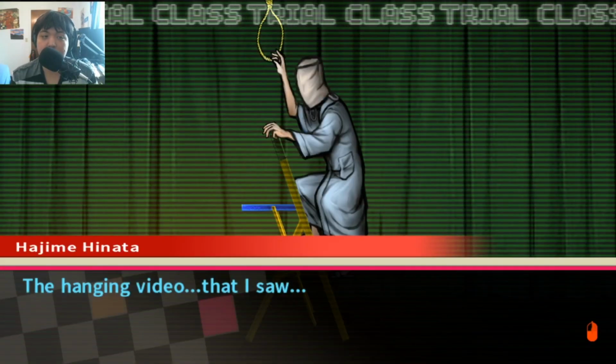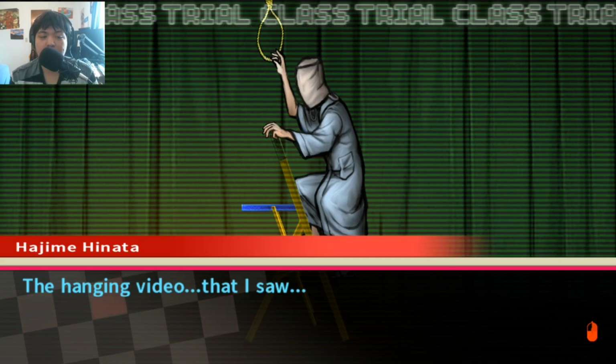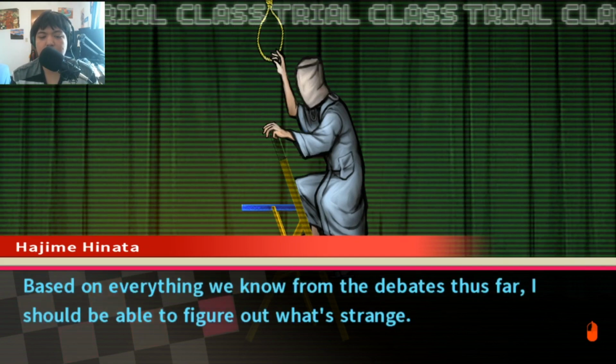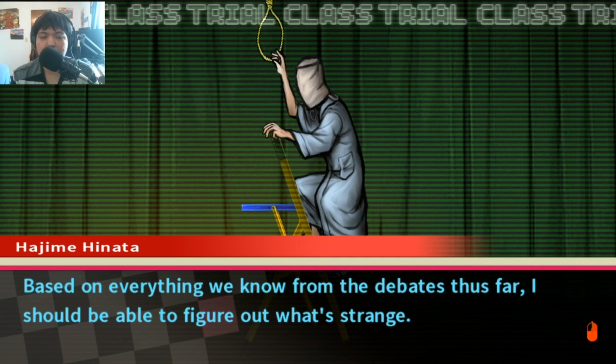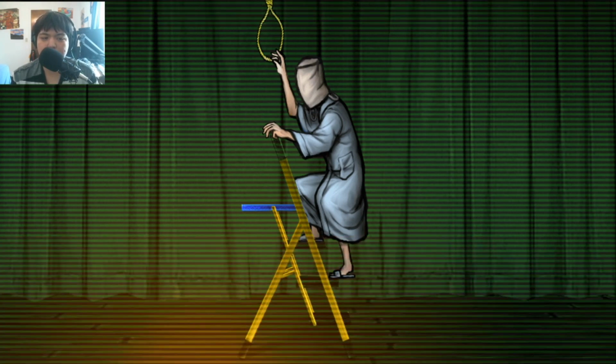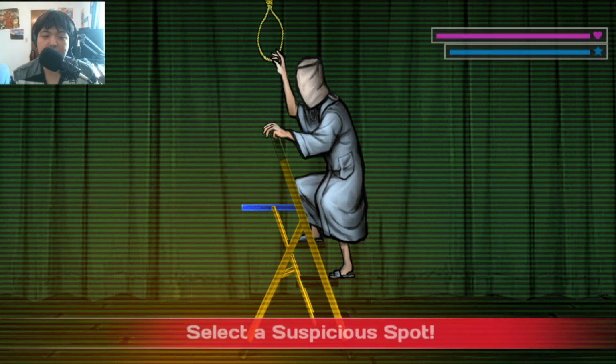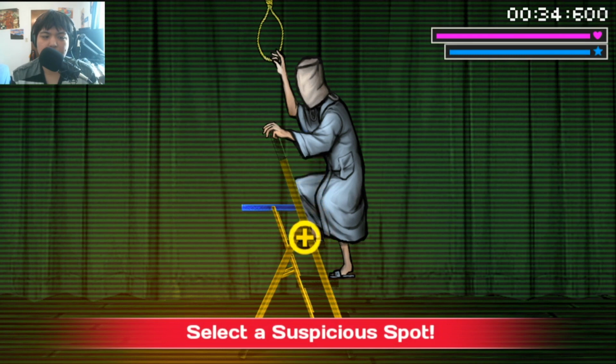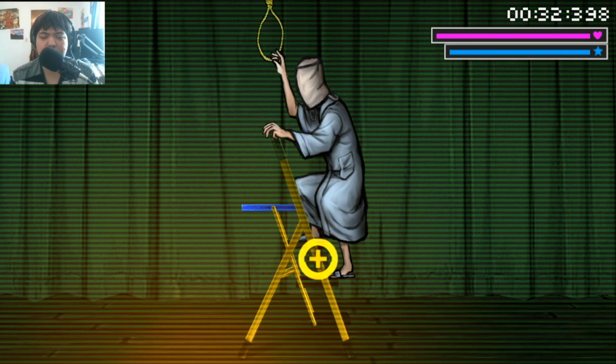Okay, what is spot things? The hangy video that I saw, based on everything we know from the debates thus far, I should be able to figure out what's strange. Spot selection. The ladders might be the suspicious part, is it? No, in the video there's have no blood in it.